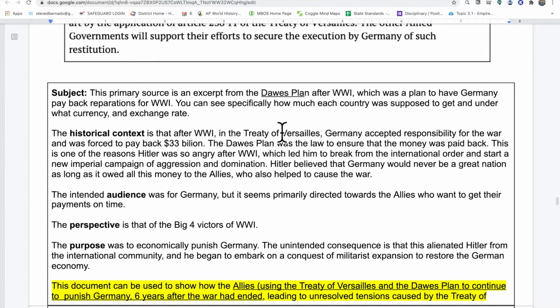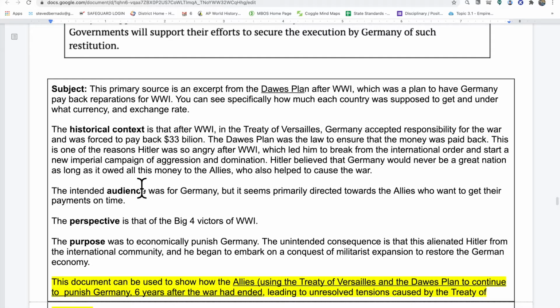You can see specifically how much each country was supposed to get and under what currency and exchange rate. The historical context is that after World War I, in the Treaty of Versailles, Germany accepted the responsibility for the war and was forced to pay back $33 billion. It's actually more. The Dawes Plan was the law to ensure that the money was paid back. This is one of the reasons Hitler was so angry after World War I, which led him to break from the international order and start a new imperial campaign of aggression and domination.